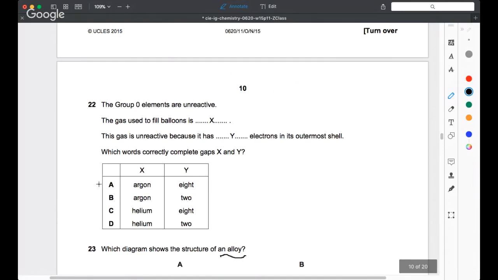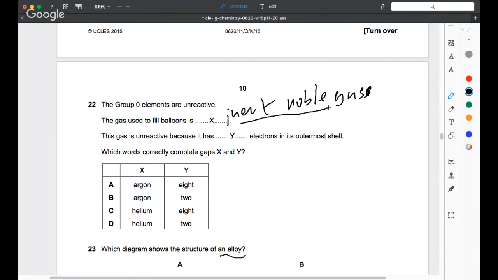Question 22. We need an inert noble gas to fill the balloon. It is unreactive, so we need an inert noble gas. In this case, we use helium to fill the balloon. So if you look at the periodic table, helium has a proton number of 2. So to make it overall neutral, it needs 2 electrons. So D is the right choice.